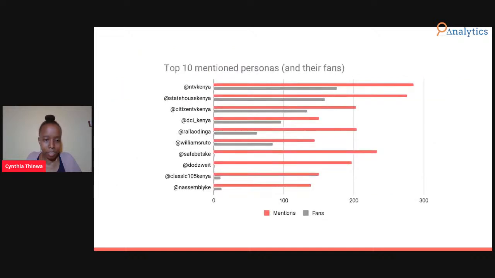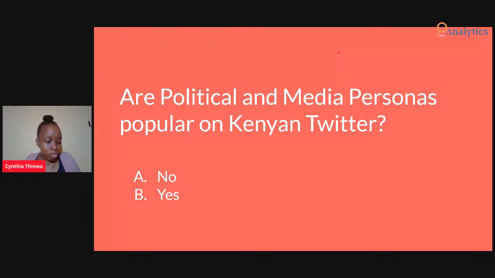Twitter. Okay, so I want you to take a moment and look at the top mentioned personas or people and their fans. So take a moment to look at that slide, and then I'll ask you a question. So my question is simple. Are political and media personas popular on Kenyan Twitter? Feel free to leave your answer in the chat.